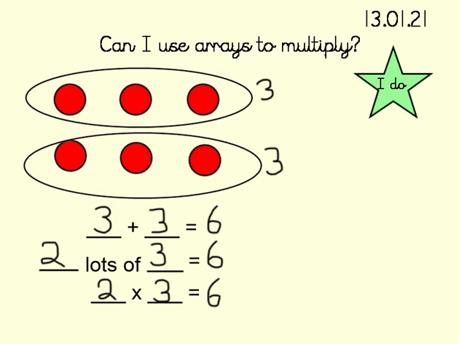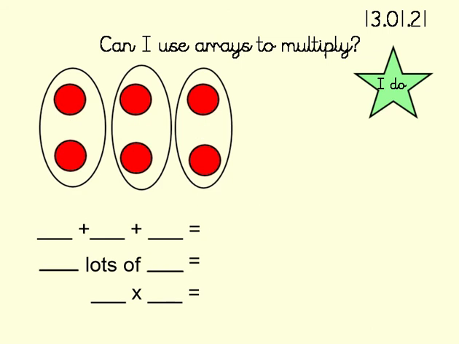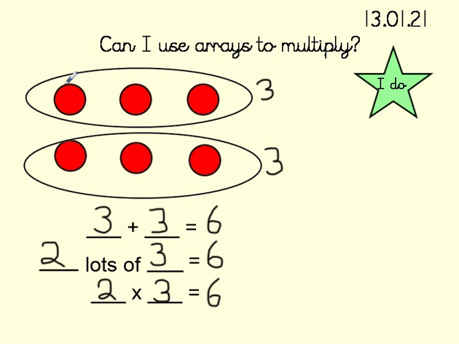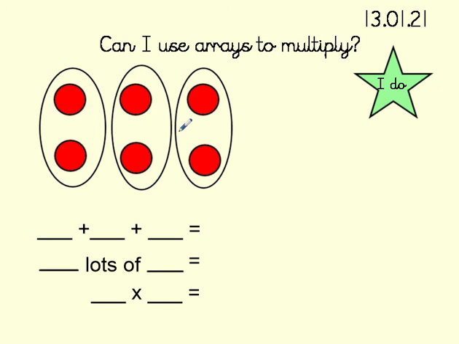Let's have a look at this array in another way. So I've got the same amount of counters here, but this time, instead of grouping them this way in rows, I've grouped them like this in columns. So this time I would have 2 add 2 add 2, and I can count in twos, 2, 4, 6. Let's write that number sentence. 2 add 2 add 2 equals 6.